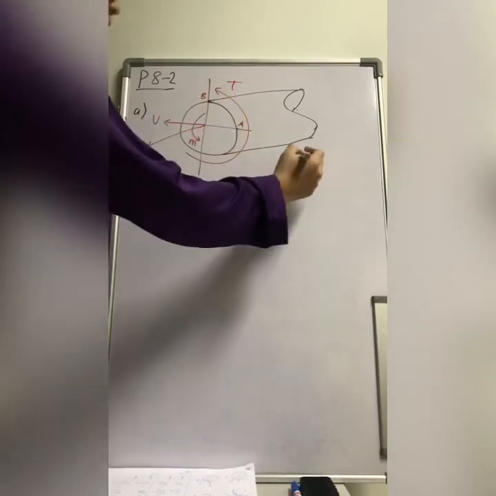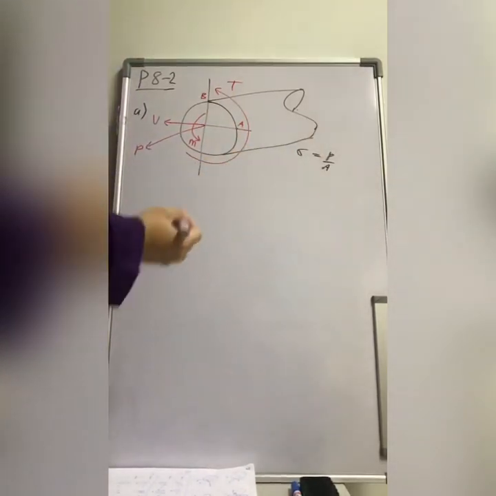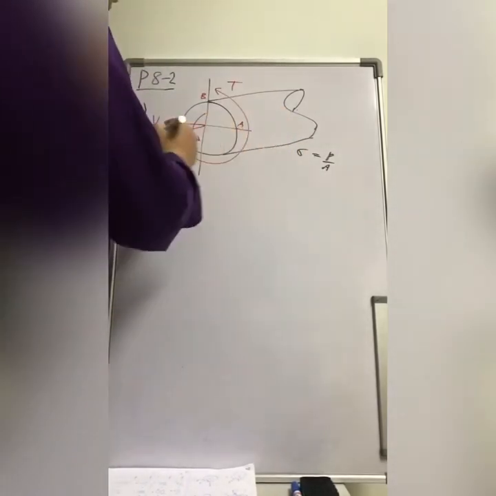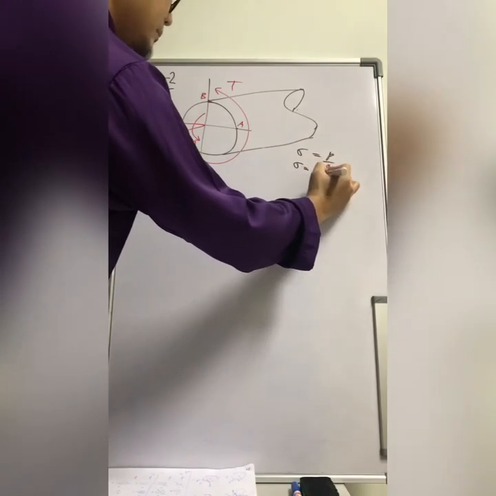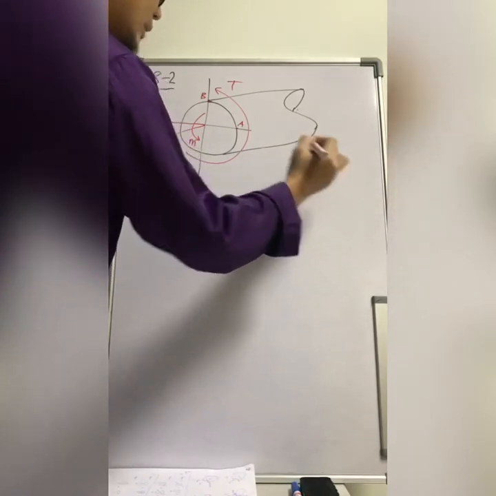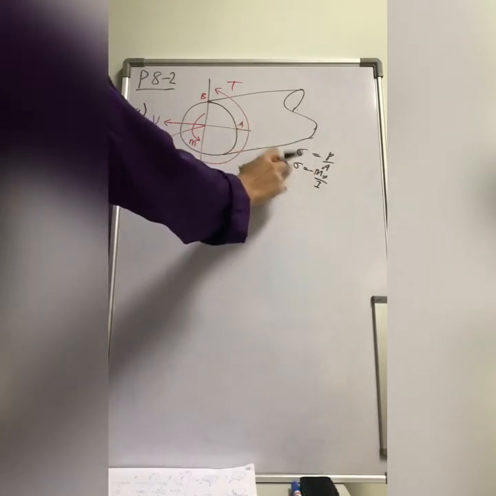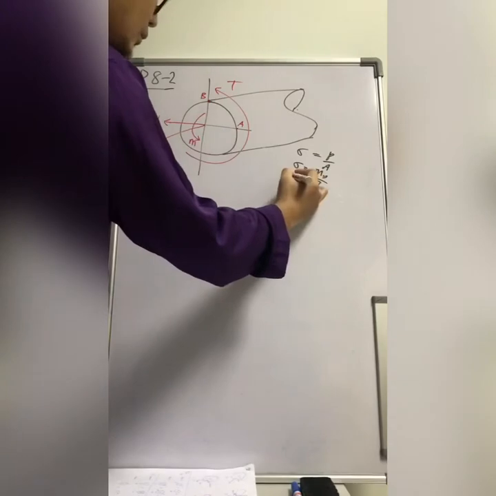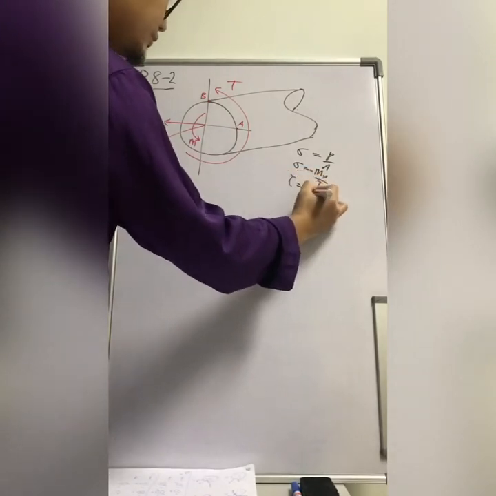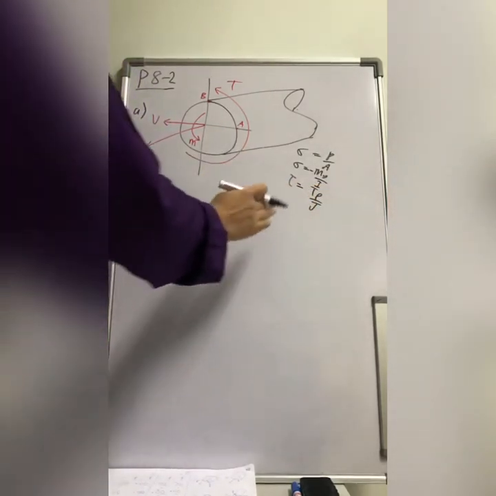Basically, first, sigma equals P over A, simple, from chapter 1 and chapter 4. This is due to P. Then another one is sigma equals minus M y over I, which is due to the bending moment M. That generates normal stress, sigma, the bending stress. And the third one is tau equals T rho over J, let's put it side by side.